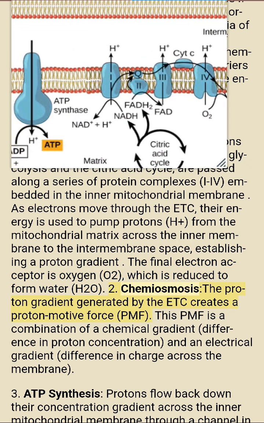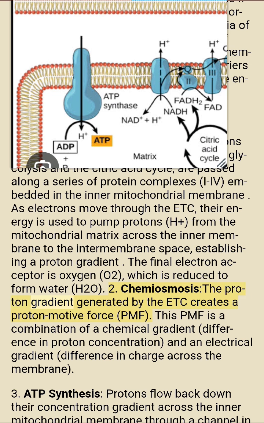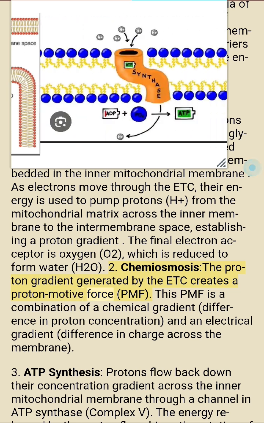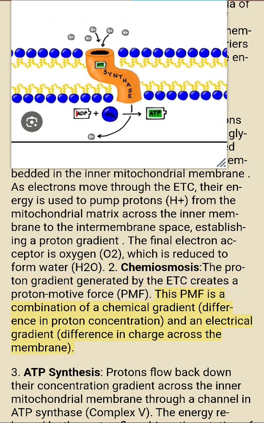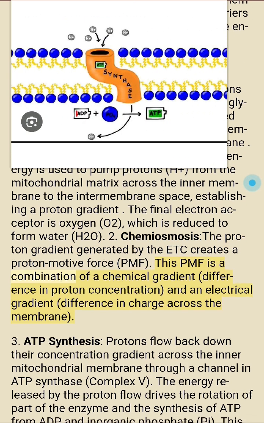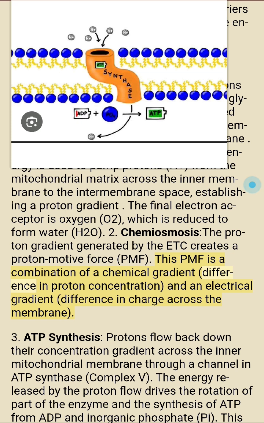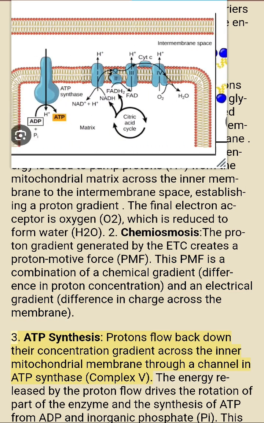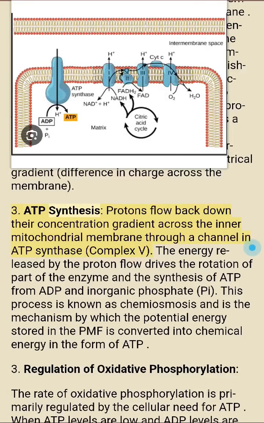2. Chemiosmosis. The proton gradient generated by the ETC creates a proton motive force (PMF). This PMF is a combination of a chemical gradient (difference in proton concentration) and an electrical gradient (difference in charge) across the membrane. 3. ATP synthesis.